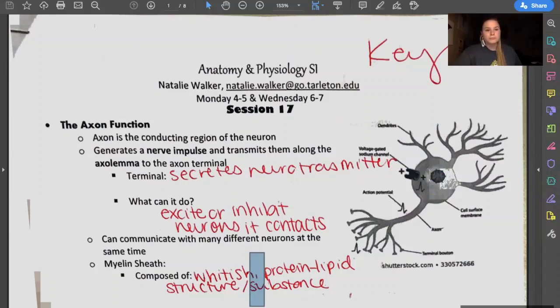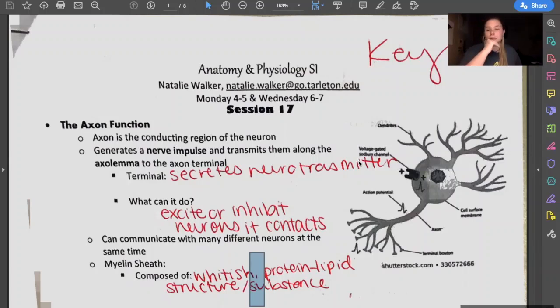Okay, so it generates a nerve impulse that travels along the axolemma, right? We said a sarcolemma was the cell membrane of a muscle fiber. So the axolemma is the cell membrane of a neuron, okay? So it transmits along the axolemma to the axon terminal, to the end. This is an axon terminal, right? The terminal is where we secrete that neurotransmitter, right?